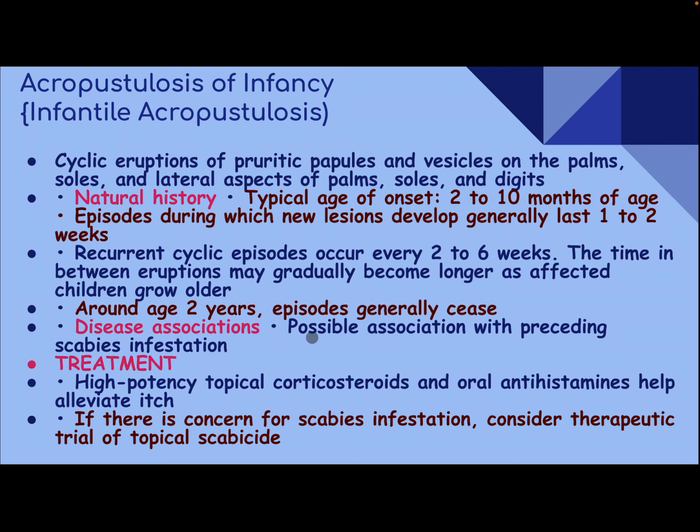Disease association: possible association with preceding scabies infection. Treatment: high-potency topical steroids and oral antihistamines help alleviate itching. If there is concern for scabies infestation, consider a therapeutic trial of topical scabicide.